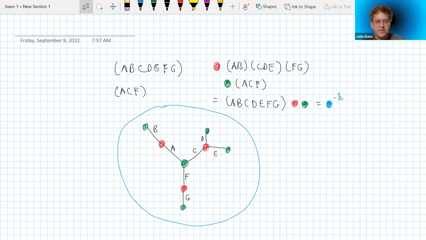Those three edges called A, C, and F are not getting mapped to a point. Unfortunately not. Those edges are all getting mapped down to the same edge from zero to one, the unit interval. The unit interval is the only edge downstairs. This is the inverse image of the unit interval under this Belyi projection.